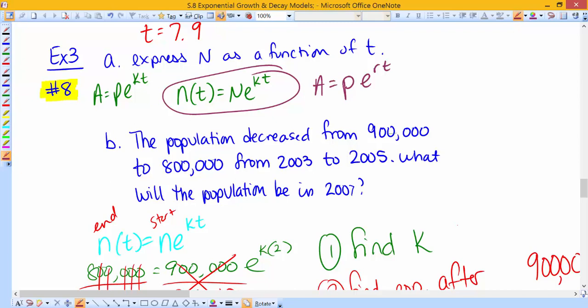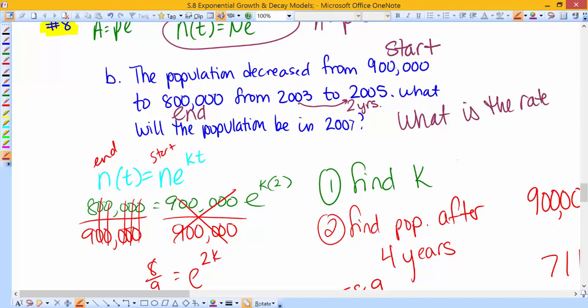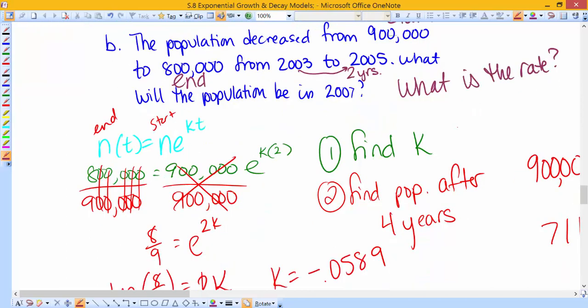K is your rate. So the population decreased from 900,000 to 800,000. 900,000 is your start. 800,000 is your end. From 2003 to 2005. That means 2 years has passed. What will the population be in 2007? Well, I'm not given the rate. That's a big question I need to ask myself. What is the rate? Which means we need to find the rate first.